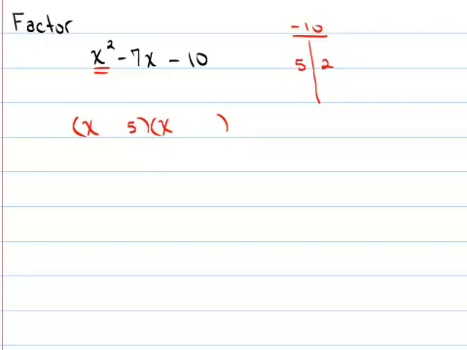Make sure you understand that in this case, you need two numbers or factors of 10 that subtract to 7. It's not going to happen. 5 and 2, 1 and 10, those are the only factors, and none of these factors subtract to 7. In this particular case, what we say is that this particular trinomial is prime. Prime means you cannot factor it into two other factors.